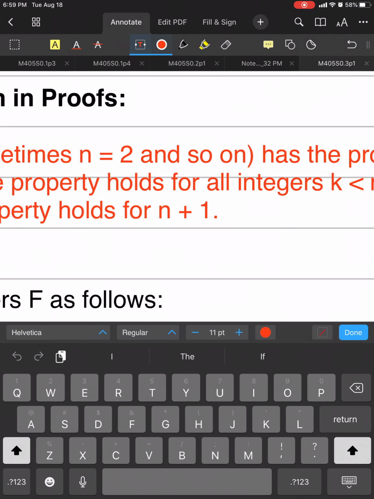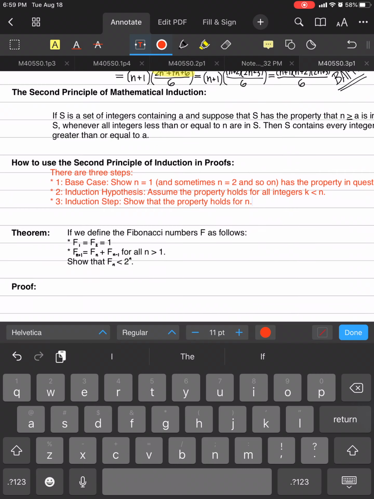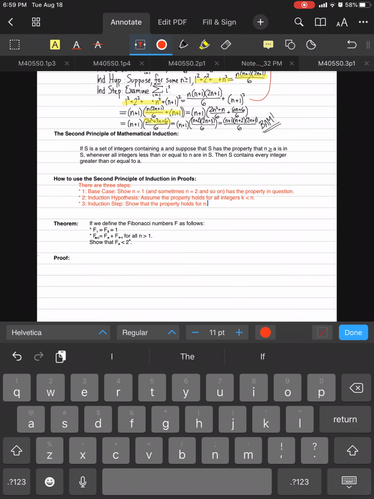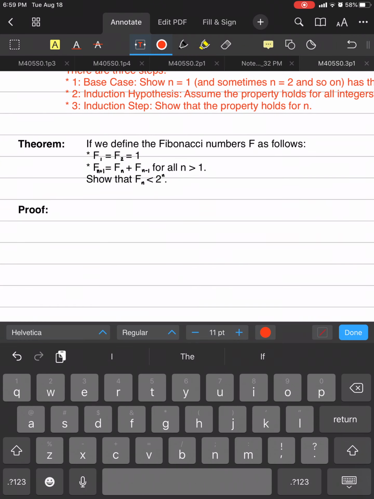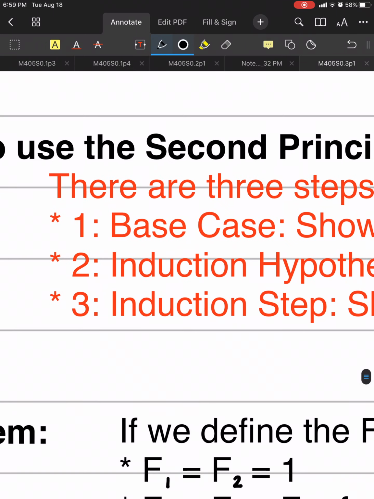And then you use that. Usually you have to use at least 1 or 2 instances of values smaller than n to show that the property holds for n. Again, these two are equivalent. If one works, the other works, but sometimes the second one is easier to use, and that's the case in the example that we're going to do here in just a second. Okay, so hopefully that makes sense. Let me look at our theorem that we're going to look at here. This is a theorem about the Fibonacci numbers.